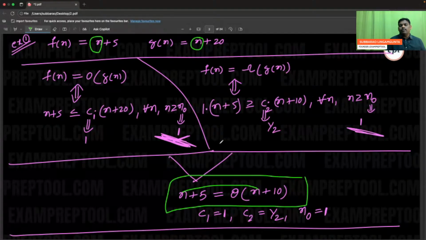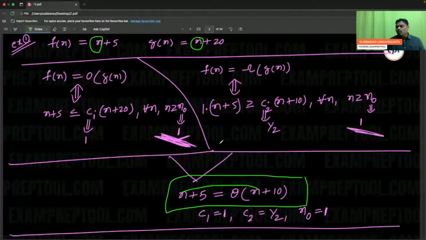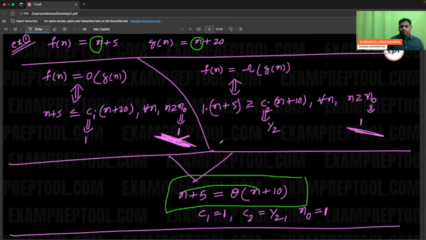How does the owner verify? When you are comparing two organizations, you check whether the bigger person is the same or not. If the bigger person is the same, both companies have the same power. So when you are comparing, compare the bigger one; you don't need to compare the smaller ones. Here the bigger term on the left side is n, and on the right side it is also n. So theta is possible. The difference may be only a constant.